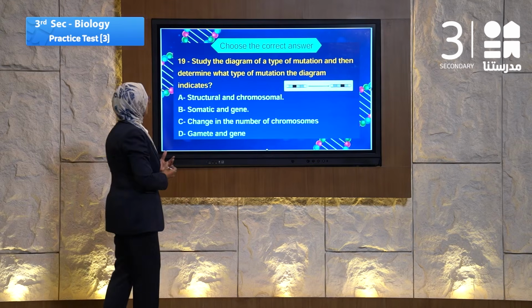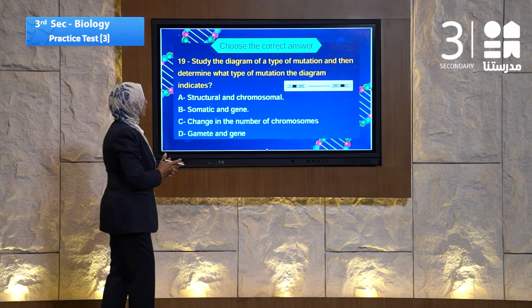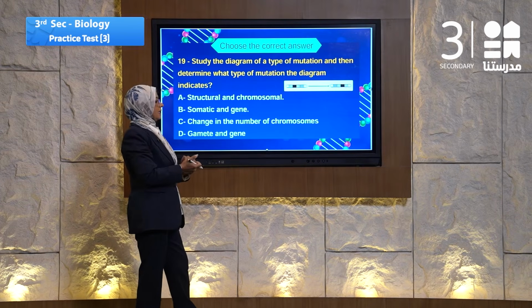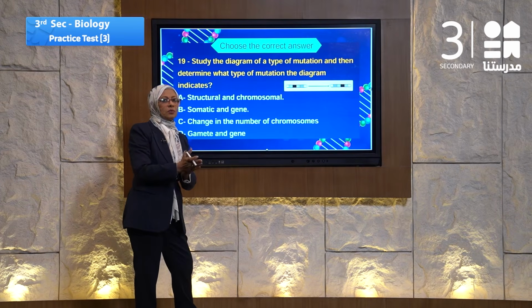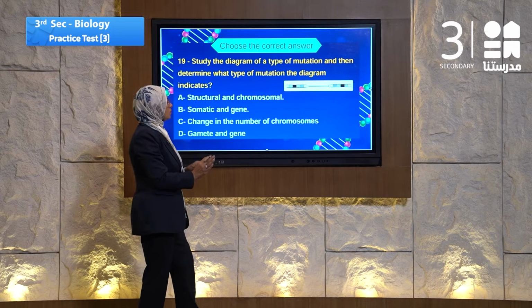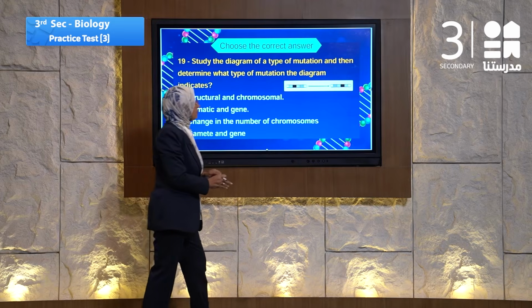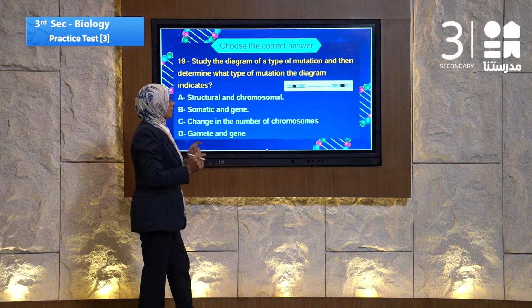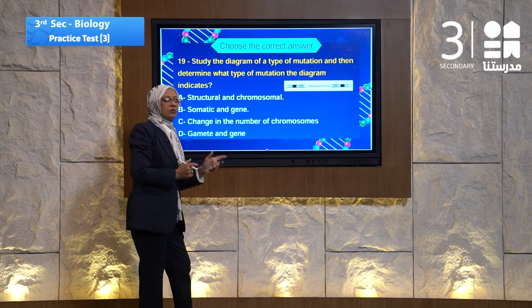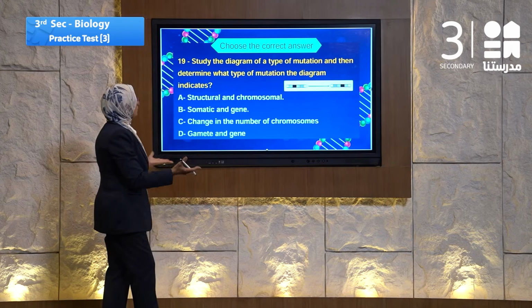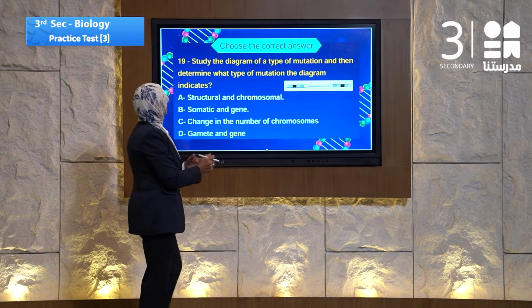Question number 19 speaks about a diagram. What is this diagram? The diagram here indicates a chromosome. Yes, a chromosome with many parts. The parts here in the chromosome speak about a part of it, or genes, or a part of DNA. Let's go to the question and know what they want from us.